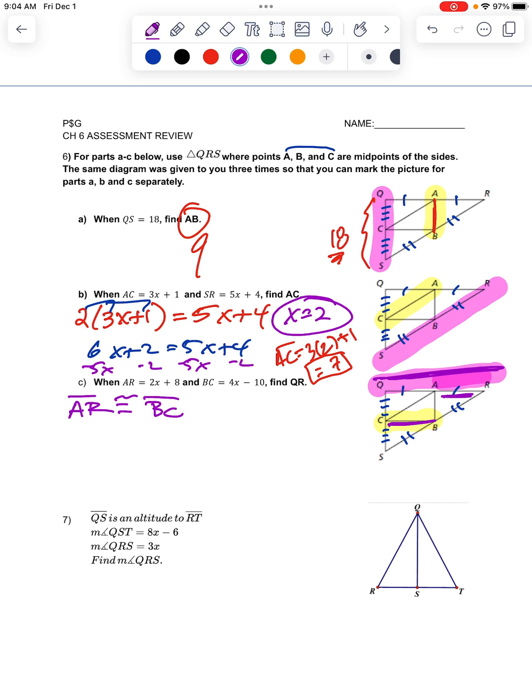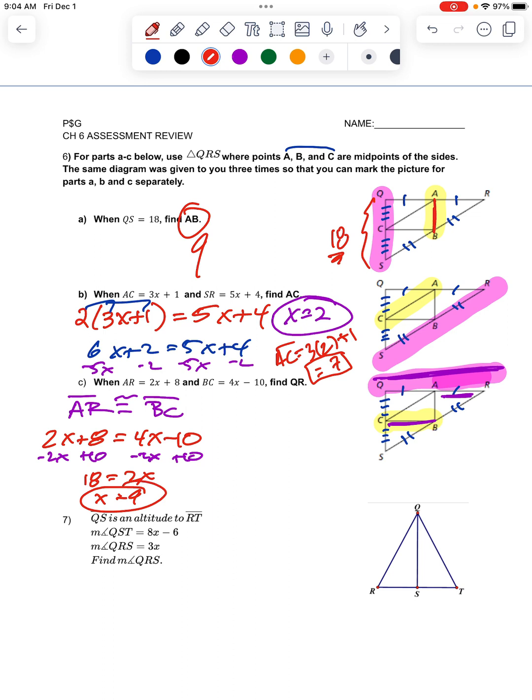AR times 2 gives me QR. BC times 2 also gives me QR. So in that case, I can set these two equations equal to each other. Since they are the same, I set them equal and solve for x. So minus 2x, plus 10, 18 equals 2x, x equals 9.